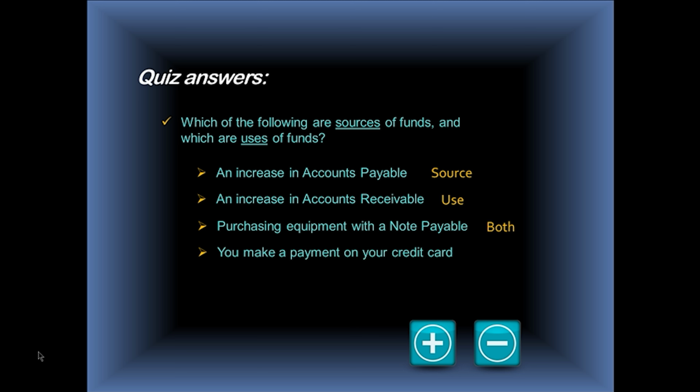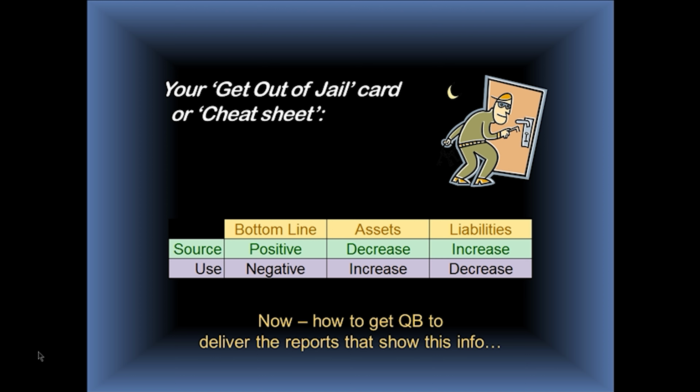You make a payment on your credit card. Well, that one's fairly straightforward because you know that money is going to be coming out of your bank account in order to reduce that liability. Or on the other hand, let's say you borrow against your line of credit. That will be a source of funds because funds will be coming into you while your liability is increased.